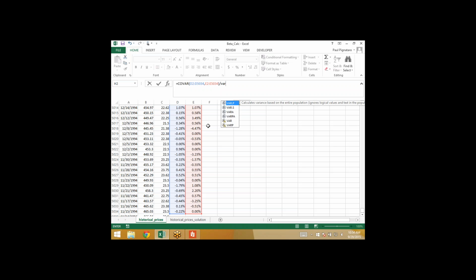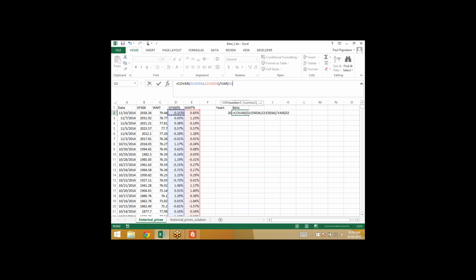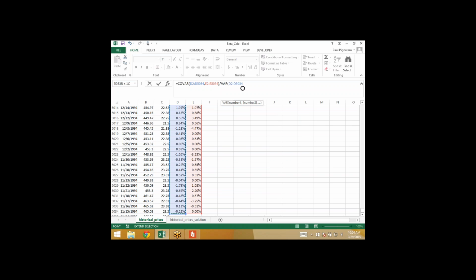VAR, variance. And I'm going to select the range of the market, which was D2, colon, Control page down, D5034. That is the beta formula. There might even be a beta function. Okay. Good?